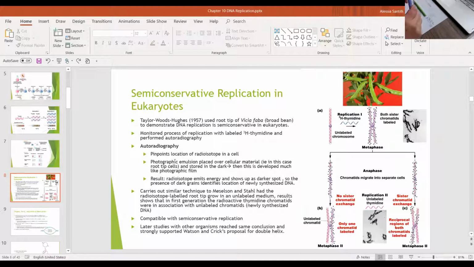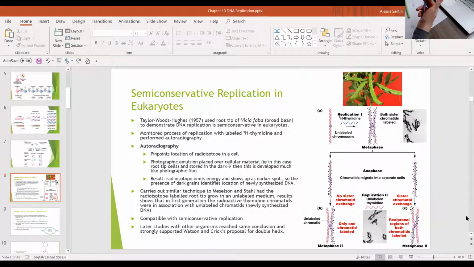And so essentially what they saw was that the radioactive thymidine was only associated with chromatids that had newly synthesized DNA. As you can see here, half of the chromatid had the radioisotope, the other half didn't. After the first generation, both sister chromatids showed radioactivity, indicating that each has one new radioactive DNA strand and one unlabeled. And then this is the second generation right here.